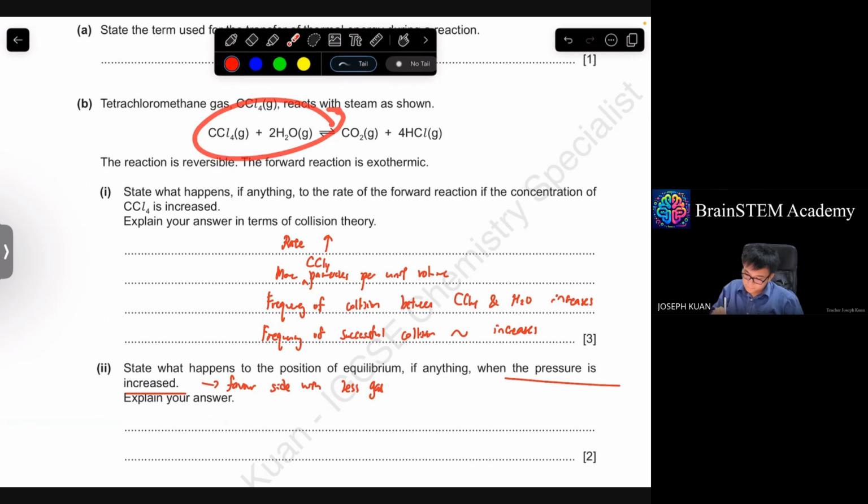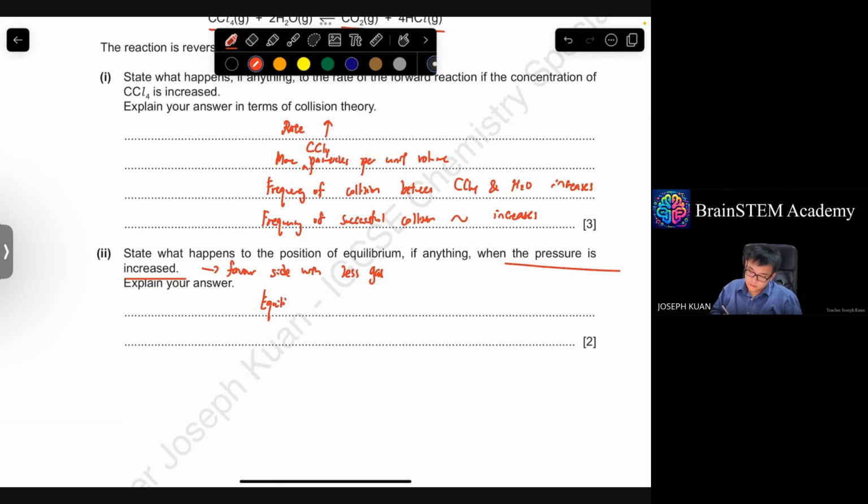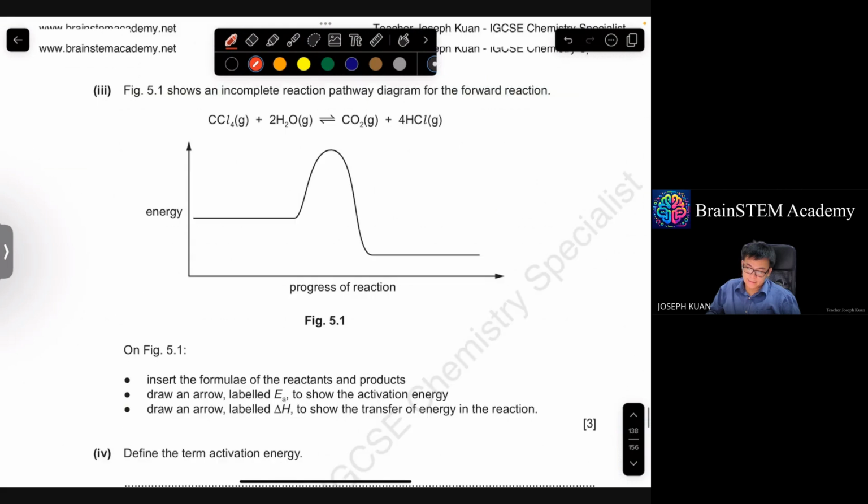So the left and the right, you see that on the left there's 3 gases, on the right there's 5 gases. So which side has less gas is the one on the left. It will favor the left hand side. The equilibrium position will shift to the left. Why? Because the left hand side has less gas particles. Or should I say the right hand side has more gas particles? Okay, next.